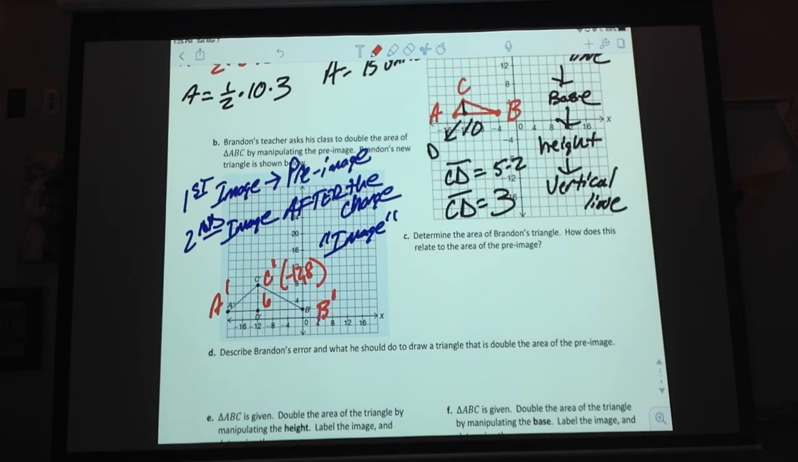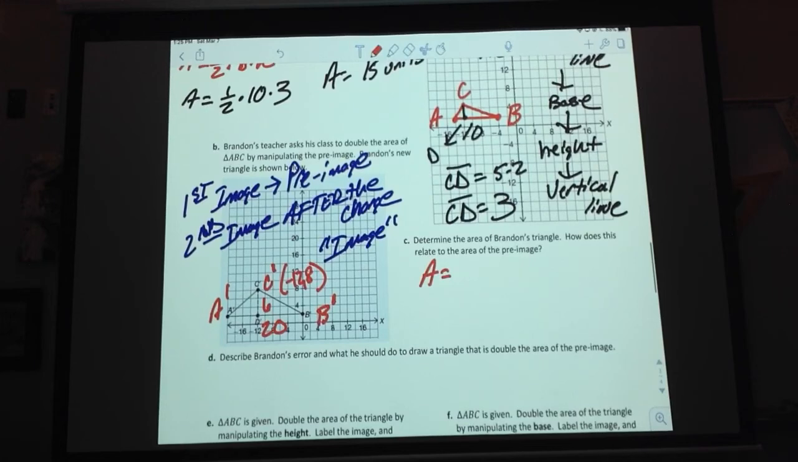When I make the manipulation, when I make the transformation, I'm going to acknowledge what I changed by the tick mark. And when I look at this, I now notice that A to B is now 20. So that has doubled as well. So determine the area of Brandon's triangle. Well, his triangle that he did is 1/2 times 20 times 6, which is going to be 60 units squared.